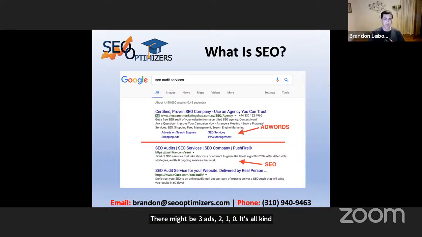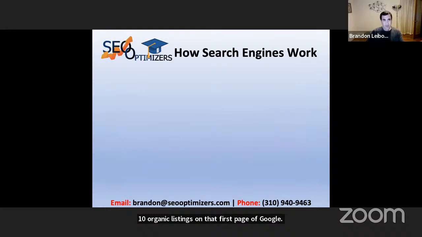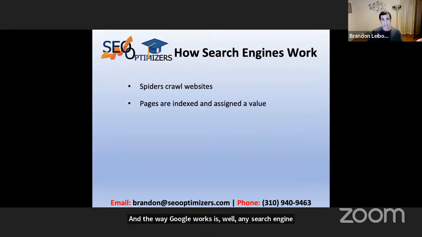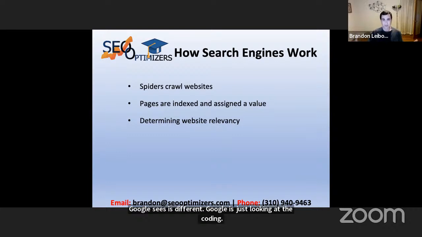Everybody searches for the same keyword. Some of us might get shown ads, some of us might not get shown ads, but there's always going to be 10 spots, 10 organic listings on that first page of Google. So we're just trying to capture that organic free traffic. And the way Google works is, well, any search engine, they have what are called spiders. And these spiders go around crawling the internet, reading the code line by line. So what we see and what Google sees is different. Google is just looking at the coding for you to put keywords in different places, which they see.